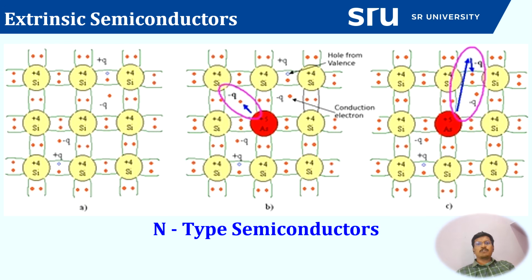Let us first discuss n-type semiconductors. An n-type semiconductor is formed by adding a pentavalent impurity to a pure silicon crystal or germanium crystal. Pentavalent means the impurity atom possesses 5 valence electrons in the outermost orbital. Common pentavalent dopants include phosphorus, arsenic, and antimony.